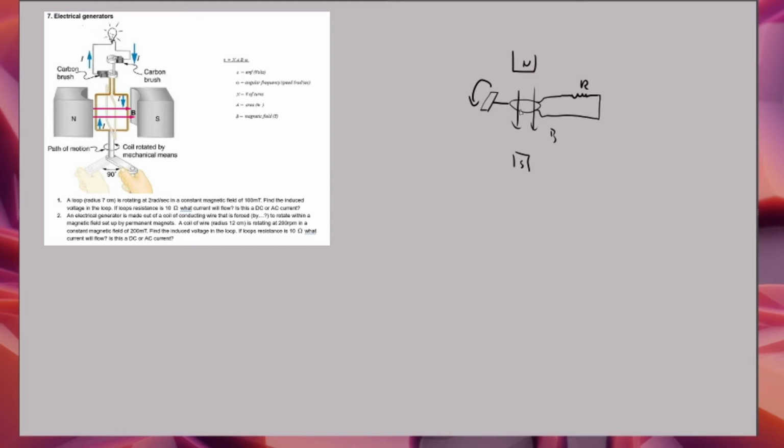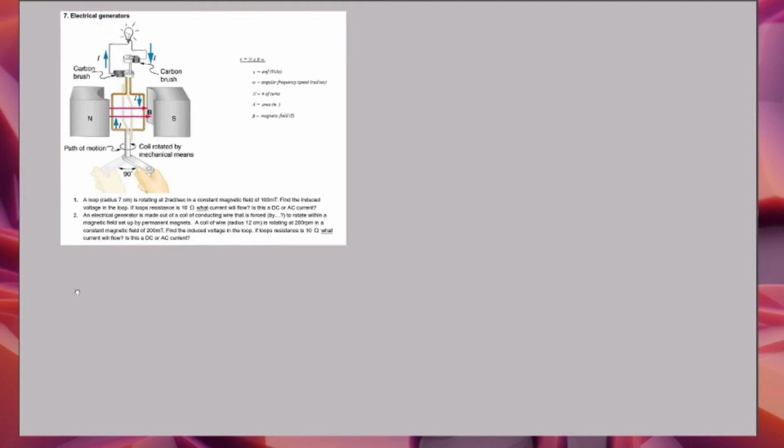All right, so the equation is here for the EMF set up in this generator, but we should derive it. Let's derive it. So I'm going to go back to the previous picture.